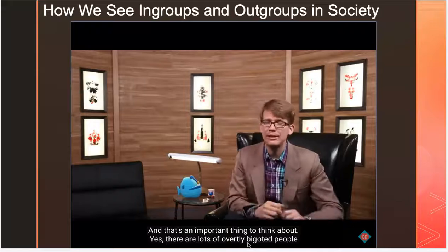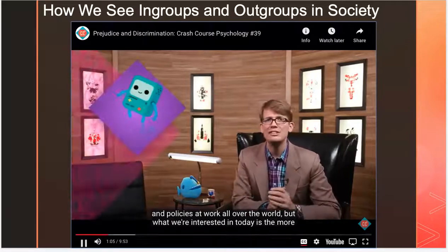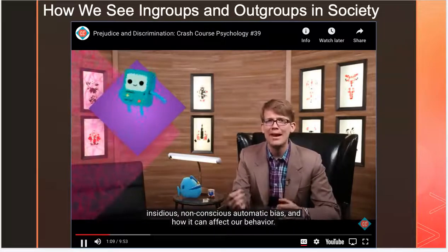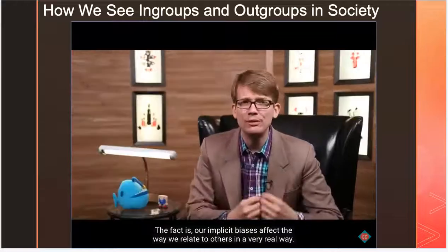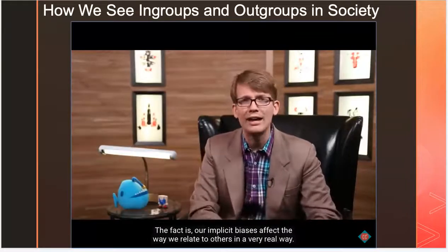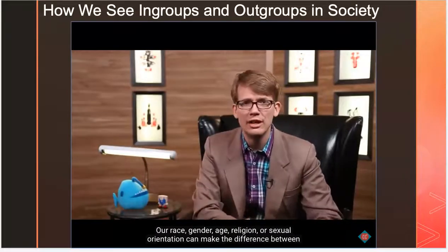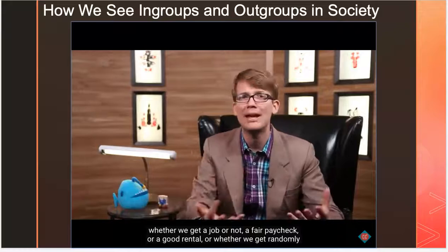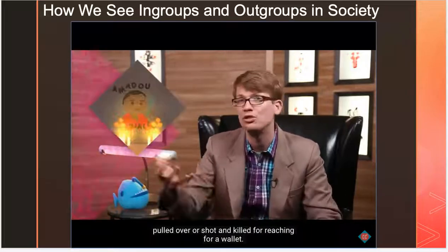Yes, there are lots of overtly bigoted people and policies that work all over the world, but what we're interested in today is the more insidious, non-conscious, automatic bias and how it can affect our behavior. The fact is, our implicit biases affect the way we relate to others in a very real way. Our race, gender, age, religion, or sexual orientation can make the difference between whether we get a job or not, a fair paycheck or a good rental, or whether we get randomly pulled over or shot and killed for reaching for a wallet.